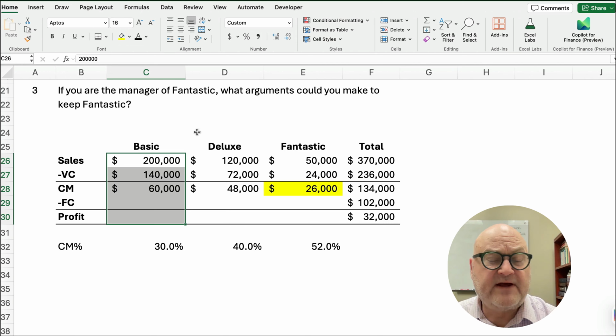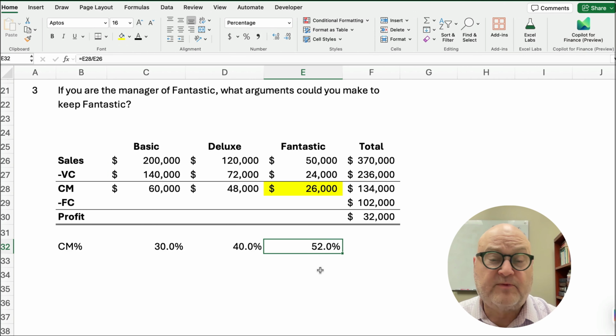So if you're the manager of fantastic, you say, look, we're the most profitable division. You shouldn't close us down. We're smaller compared to basic, and we're half the size of deluxe. We're smaller than the other two divisions. We should not allocate fixed costs 1/3, 1/3, 1/3. That's a naive way of doing it. In fact, let's not allocate. Let's just measure it based on contribution margin percentage.